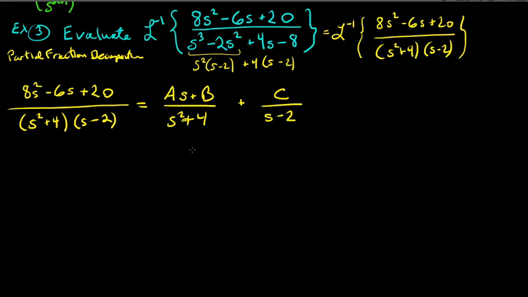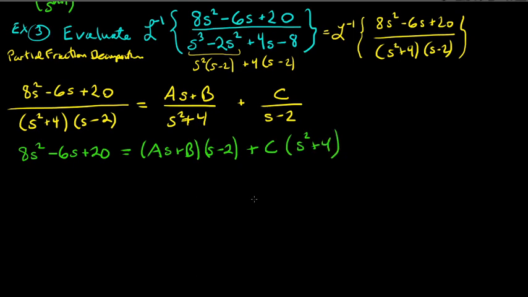You did this in pre-calc. Let's do it again. So usually what you do is you multiply both sides by this denominator. And that just gives you the numerator on the left, plus 20. And then on the right, you get As plus B times s minus 2, plus C times s squared plus 4. The long way is to expand all this out and collect like terms in s, and then get a system of equations that you solve. But I like the shortcut here.